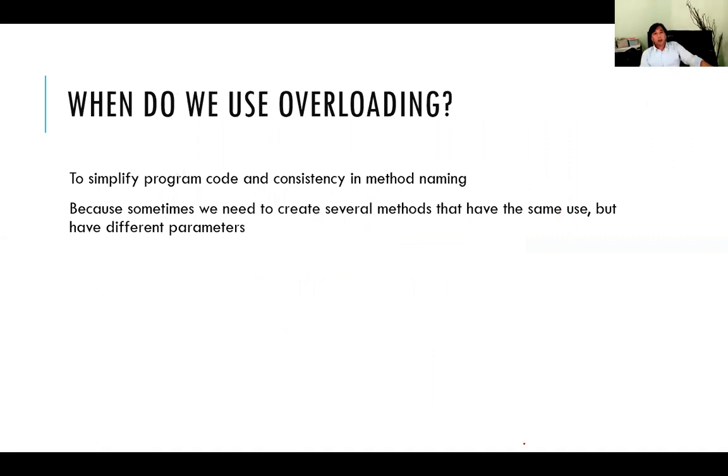Okay. And when do we use overloading? The reason is to simplify the programming code and to keep the consistency of method names. Sometimes we need to create several methods that have the same use, but have a different parameter or have a different process inside.